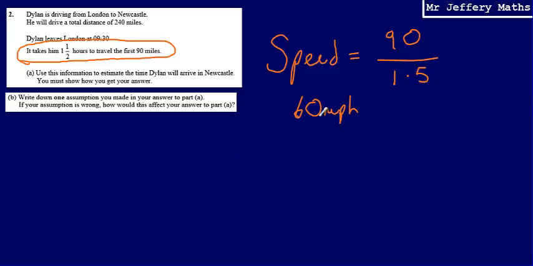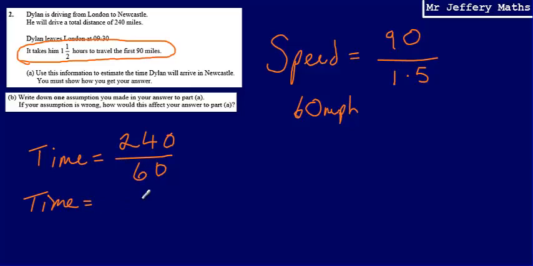Then what I know is that the speed he's travelling at is 60 miles per hour. If I assume that he travels at that speed for the entire journey, the distance is 240 miles. So the amount of time, what I can say is that time is equal to the distance, 240, divided by the speed, which is 60. So the time it will take for Dylan to travel to Newcastle at that speed will be 4 hours.